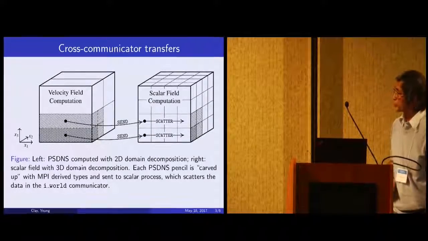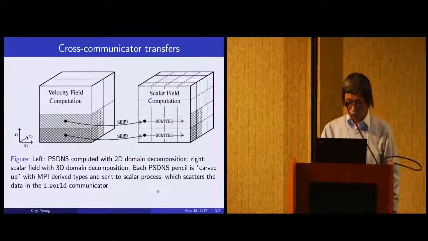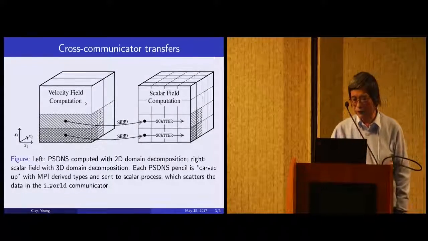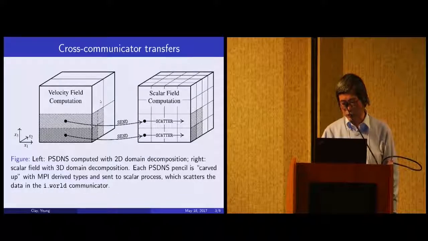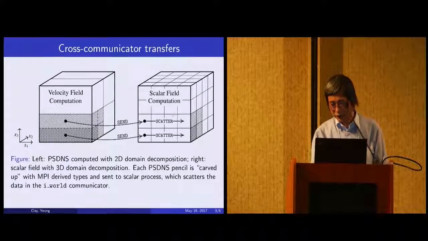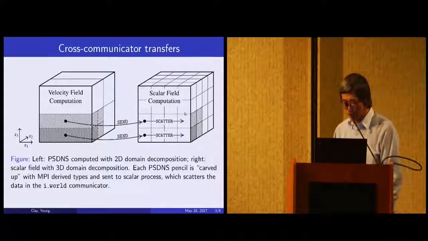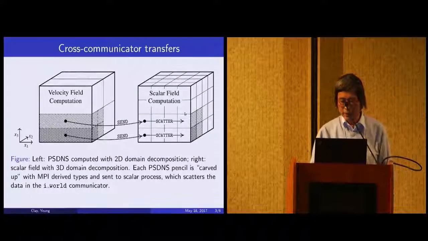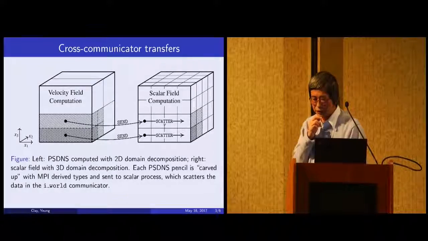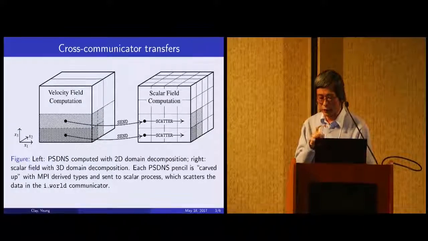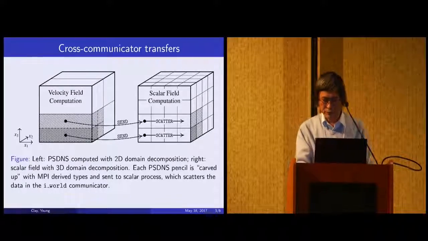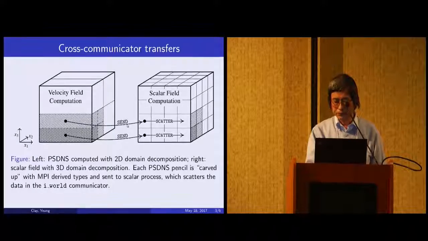So on the screen now, two schematics. They're actually the same solution domain, but one of them is divided more coarsely, for the velocity field, and the other is divided more finely, with a smaller grid spacing implied. And the physics of the problem is that the scalar field depends on the velocity, but not the other way. So what we have to do is to send information from the velocity field to the scalar field.